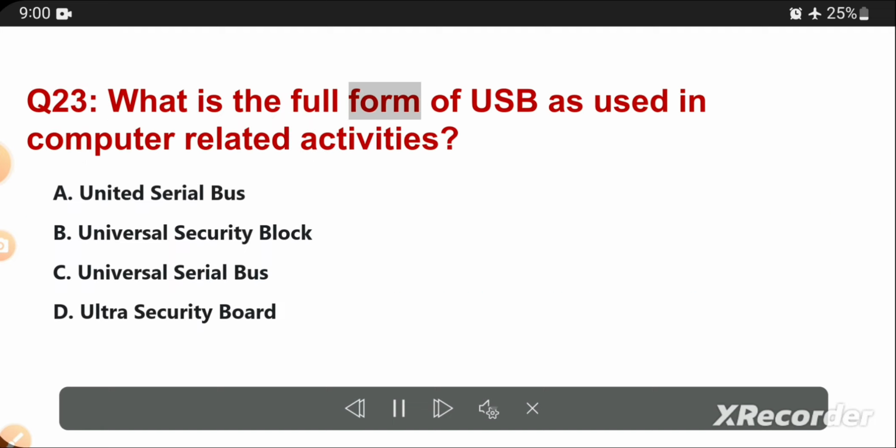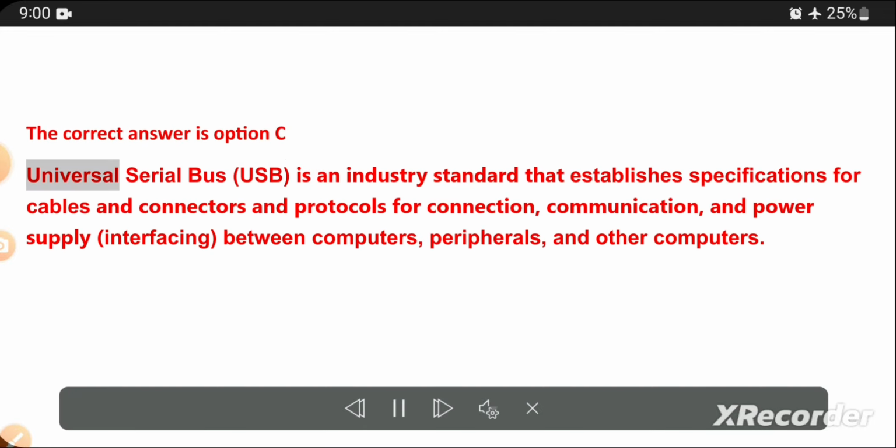Q23. What is the full form of USB as used in computer-related activities? United Serial Bus. Universal Security Block. Universal Serial Bus. Ultra Security Board. The correct answer is option C. Universal Serial Bus (USB) is an industry standard that establishes specifications for cables and connectors and protocols for connection, communication, and power supply interfacing between computers, peripherals, and other computers.